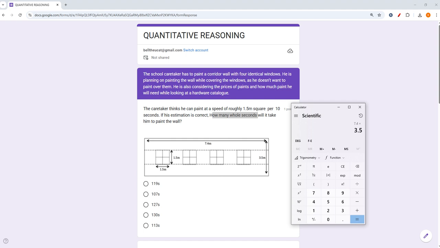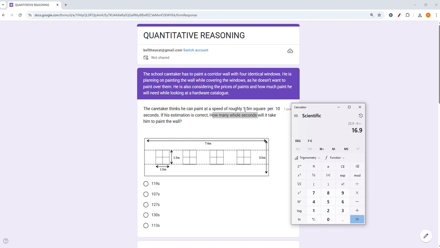7.4 times by 3.5, 25.9 is the overall area. Take away the windows. How much is each window? 1.5 times 1.5, 2.25. 2.25 times by 4 windows, 9. 16.9 is the net area.